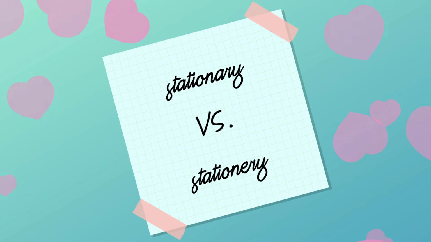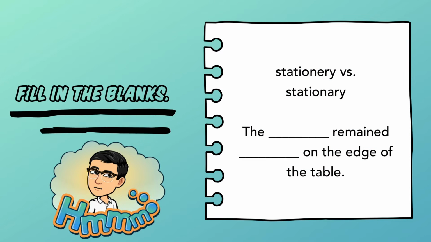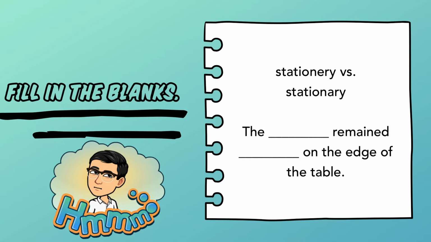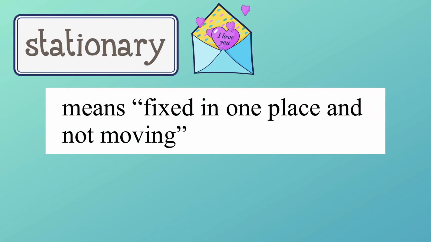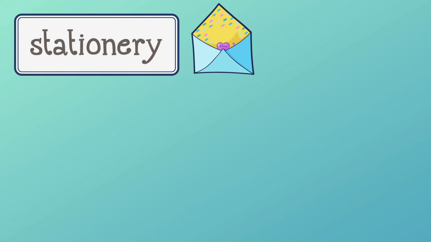Stationary versus stationery. Fill in the blanks. Stationary with A. It is an adjective which means fixed in one place and not moving. Hindi gumagalaw, nasa isang lugar lang. Example sentence, I don't care much for the stationary bike. I prefer riding a real one. Stationary bike, yung ginagamit sa gym.